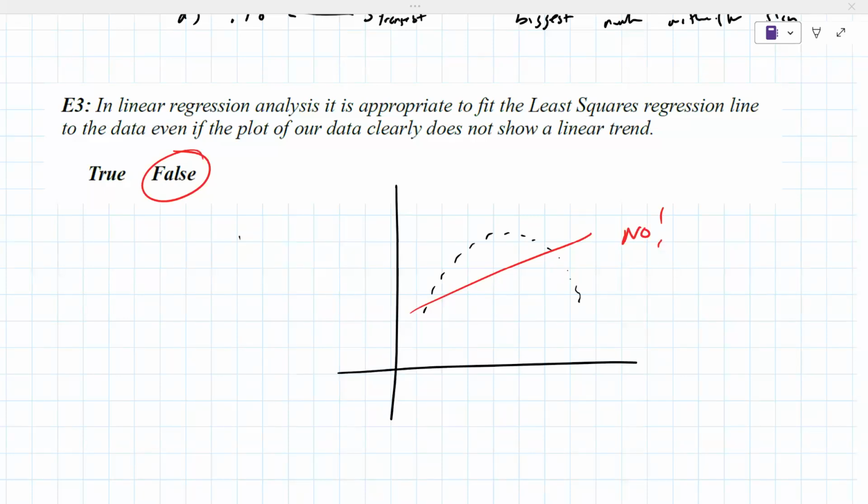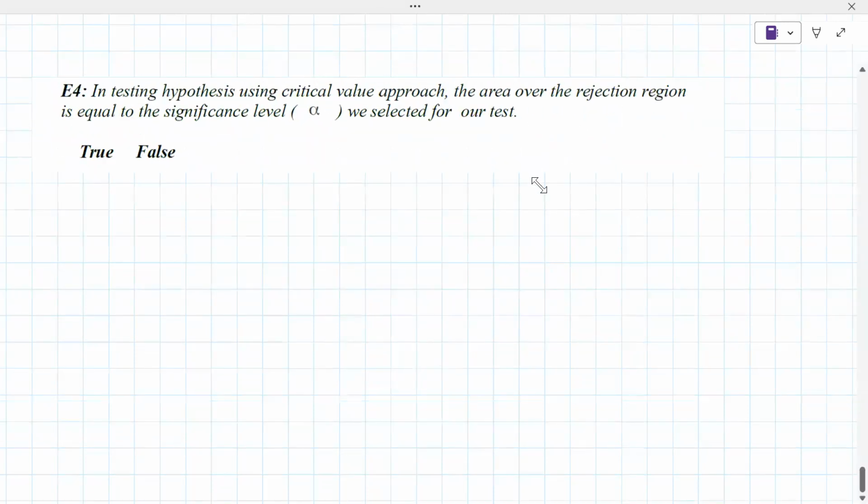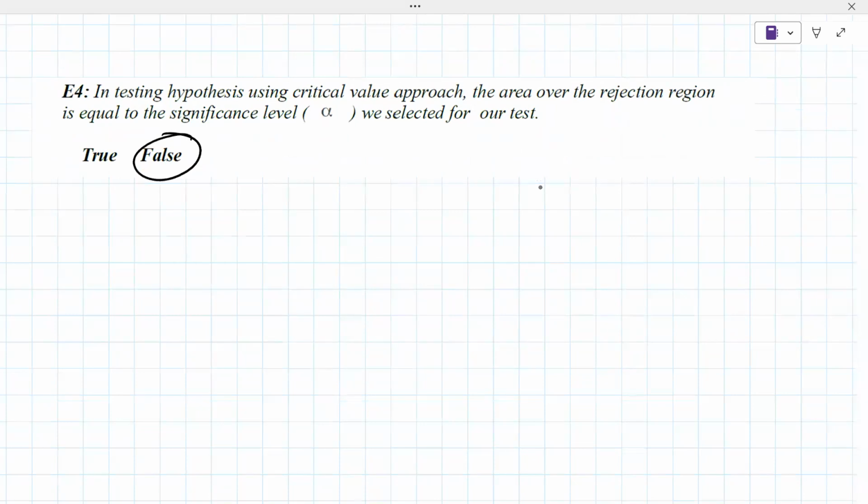Okay. Number 4 here. It's written weirdly. It is true. So the p-value is equal to the alpha in this scenario they're given.